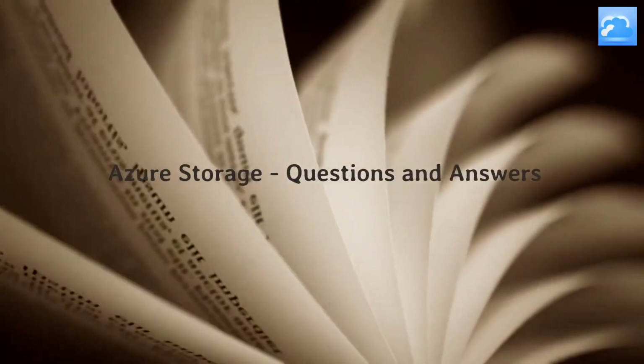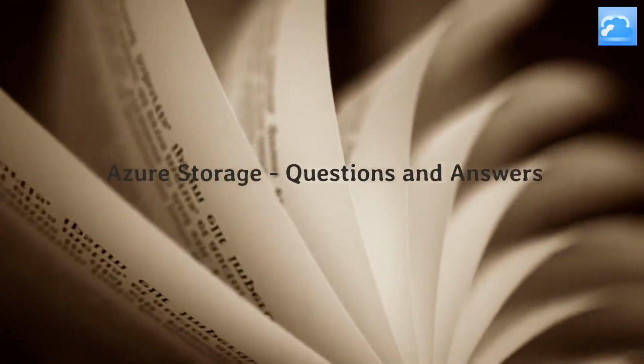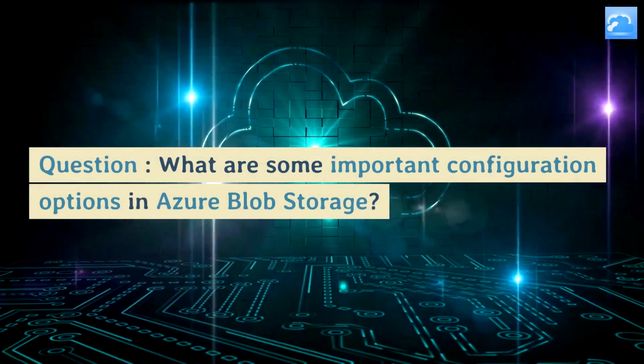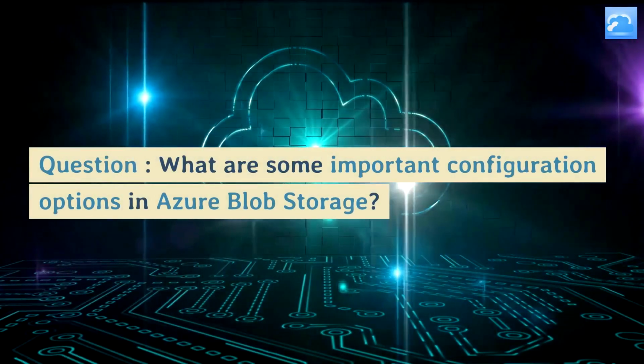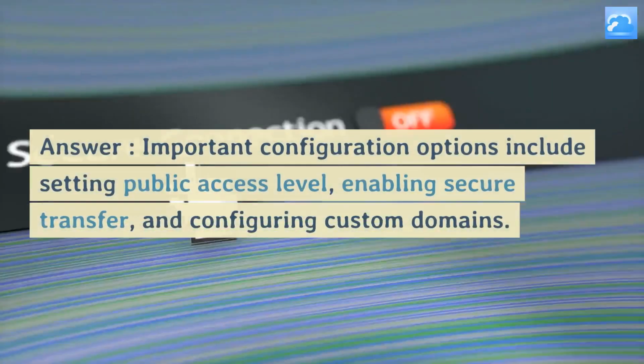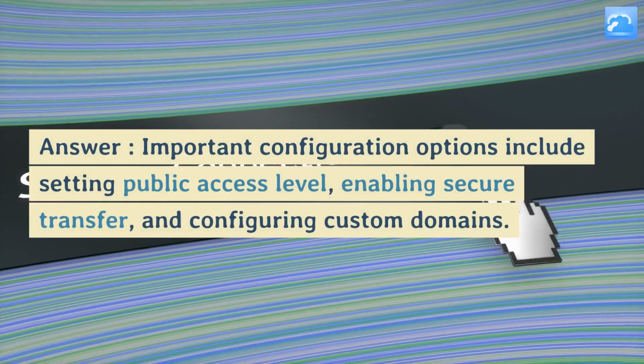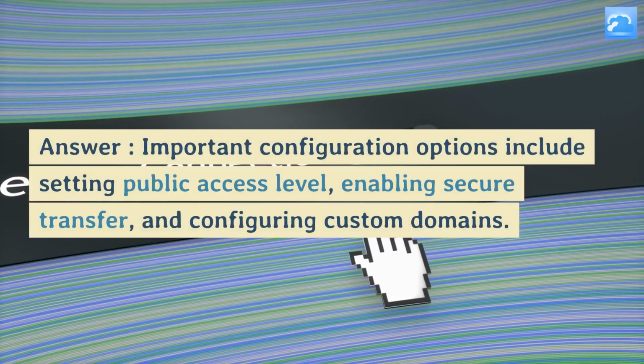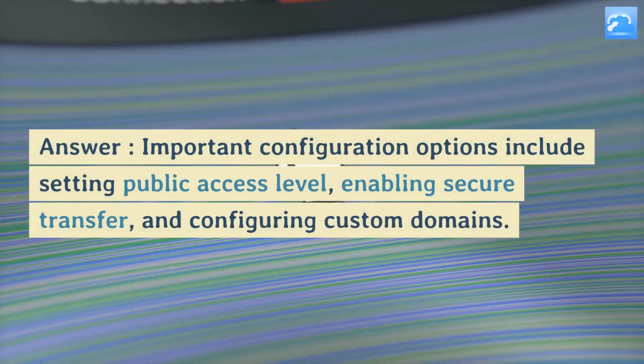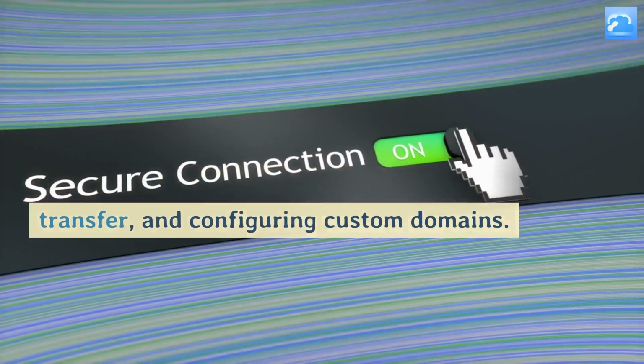Azure Storage, questions and answers. Question: what are some important configuration options in Azure Blob storage? Answer: important configuration options include setting public access level, enabling secure transfer, and configuring custom domains.